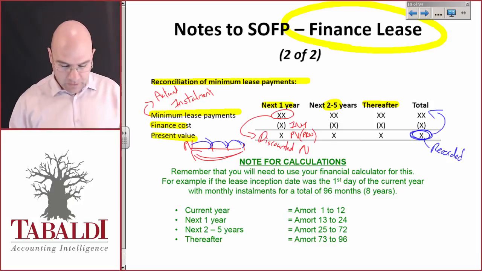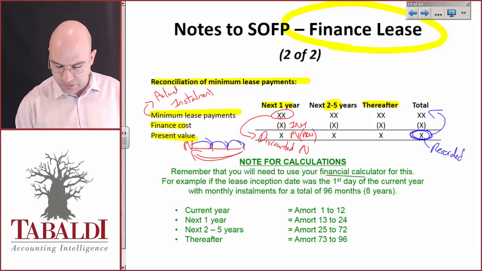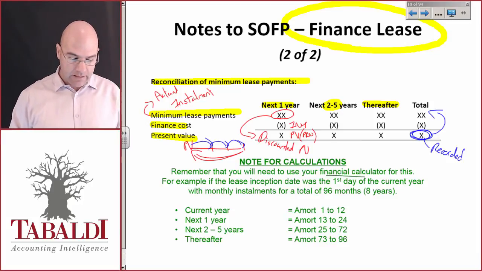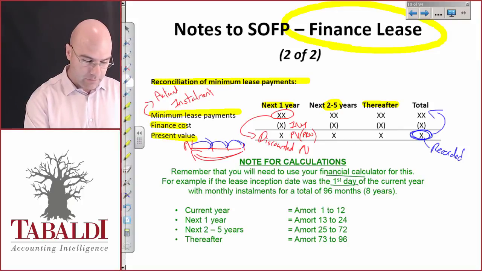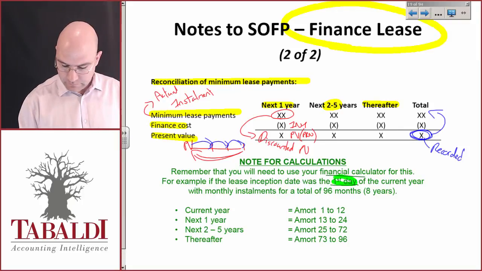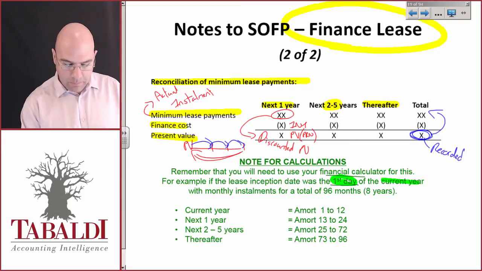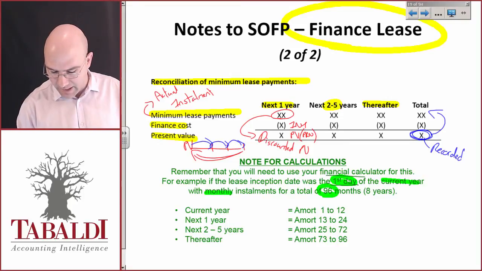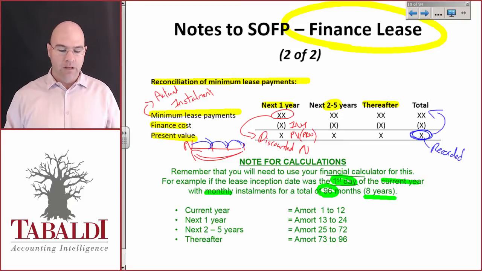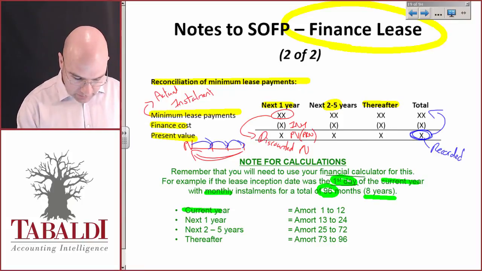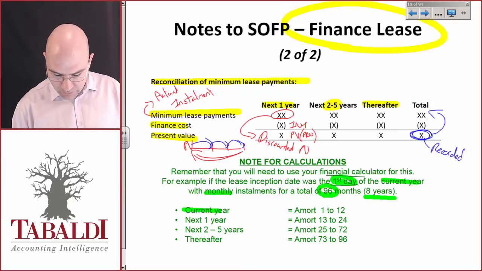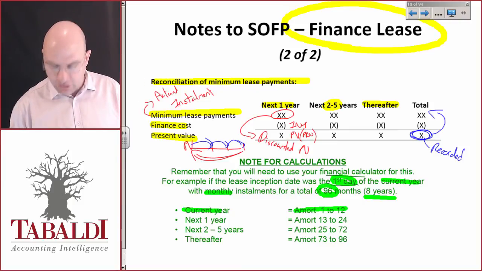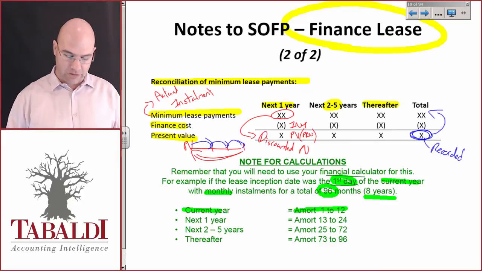What we need to do is understand that you will have to use a financial calculator or spreadsheet. And I've given you a little example. Let's say the lease inception date was the first day of the current year, with monthly installments for a total of 96 months, i.e. 8 years. So then, in the current year, you took the lease out on day 1. So you'll use your financial calculator and that will be periods 1 to 12 in the amortization function.